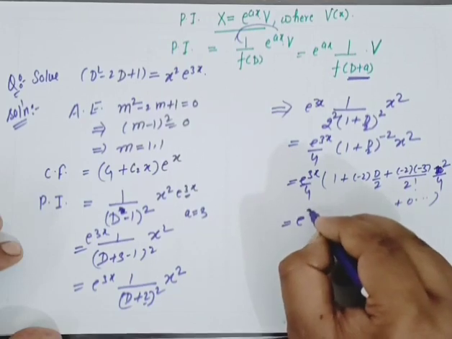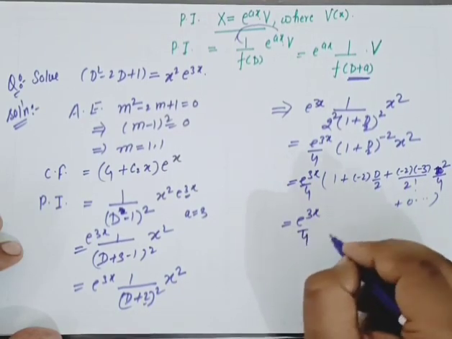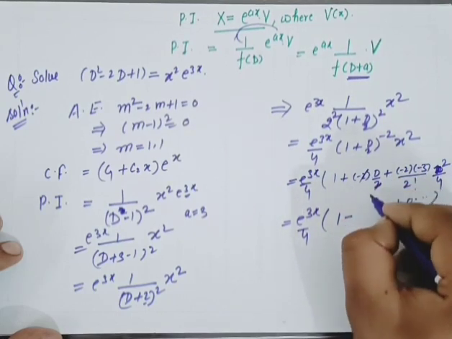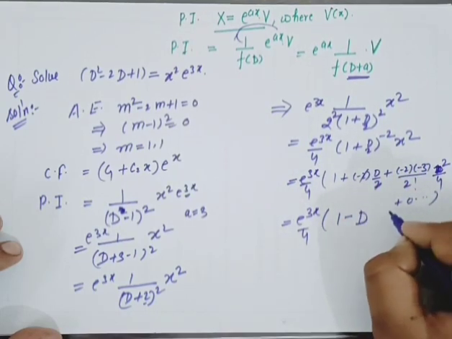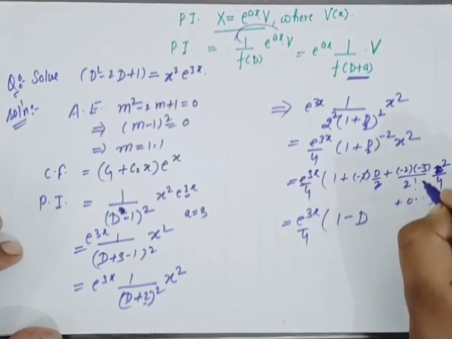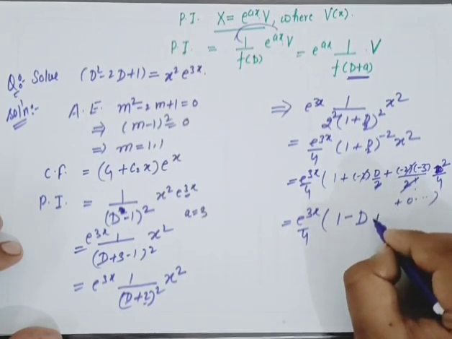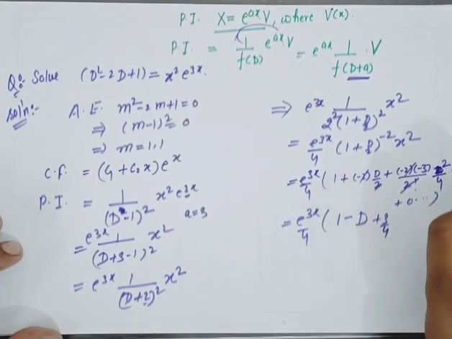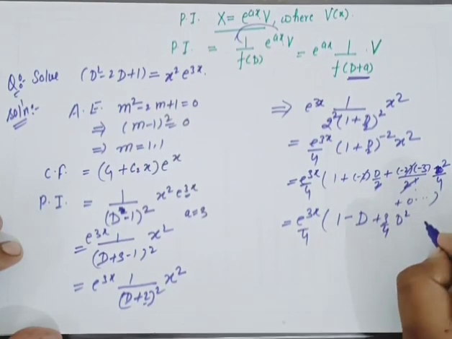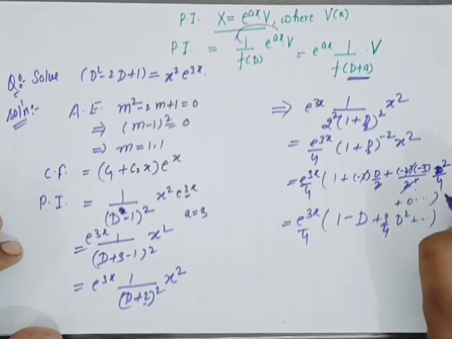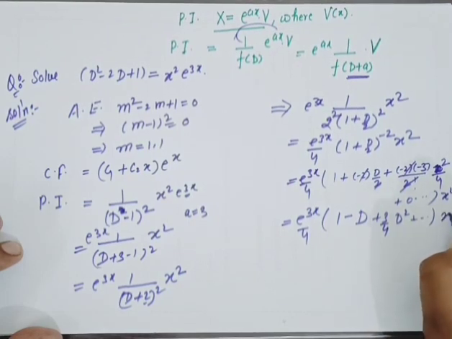So now what about the resultant e to the power 3x by 4? You can write it as 1 minus d, since the 2 cancels out, and minus minus becomes plus. 2 factorial is cancelled out by 2, so you can write here plus 3 by 4 d square, and then whatever remains, okay. So you are here with x square.